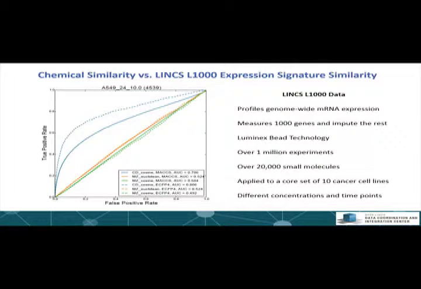However, if you use this characteristic direction method that I mentioned, you get some signal, and a pretty strong signal, between expression signature correlation and structural correlation. And one of the other things this can be used for is to benchmark the various methods that are used to define structural similarity.